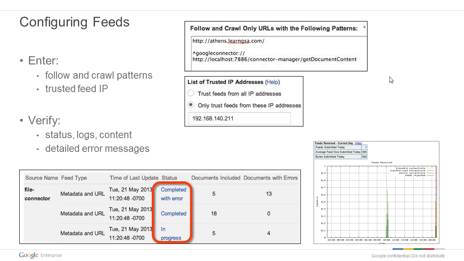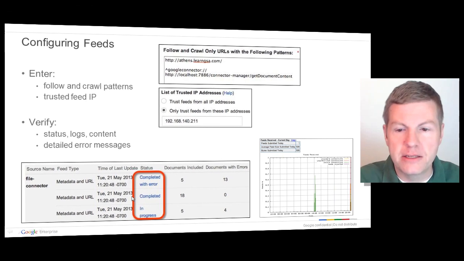Once you've prepared the GSA to accept the feed, you can submit it from your feed client or connector. On the Feeds Admin Console page, you can check the status of your feed. Then, you can visit Crawl Diagnostics to view the documents from your feed. The two screenshots at the bottom of this slide show status information from the Feeds Admin Console page.